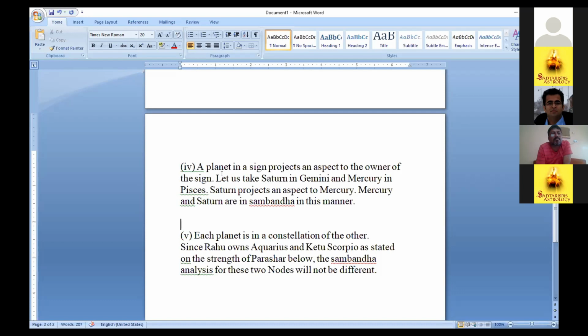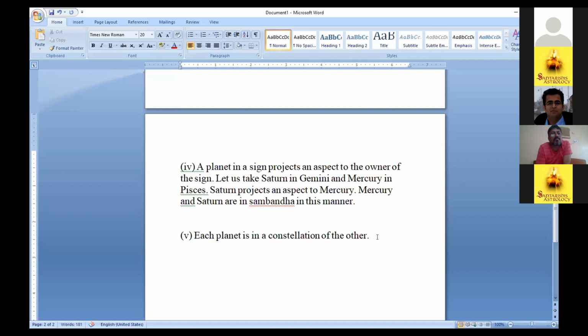And the fifth is each planet is in the constellation of the other. Like if Rahu wants Aquarius and Ketu wants Scorpio. If two planets are in the constellation of each other, then also they are in sambandha. This fifth example I will show you after some time because it needs some more clarification.